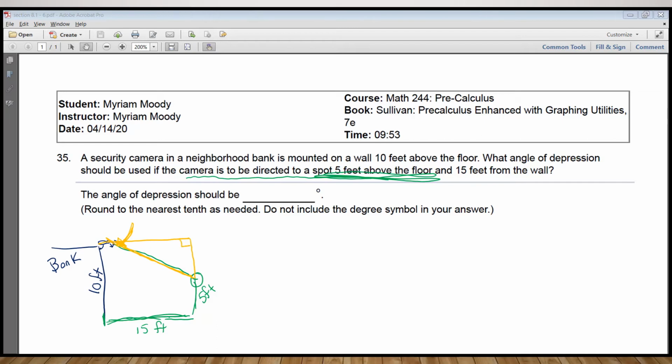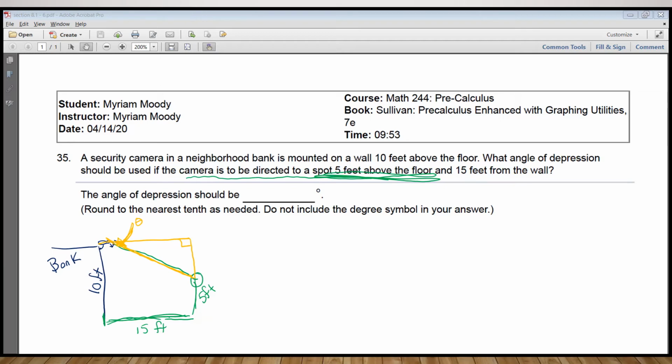So I do still have a right triangle. I'm looking for this angle. I have no idea what it is, right? But if I'm looking for the angle, I need to know a couple of sides. Can you identify one of the sides of that orange triangle?